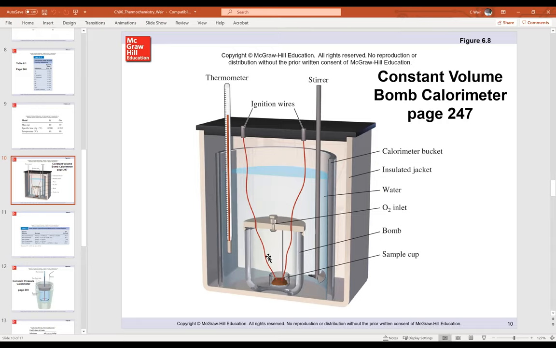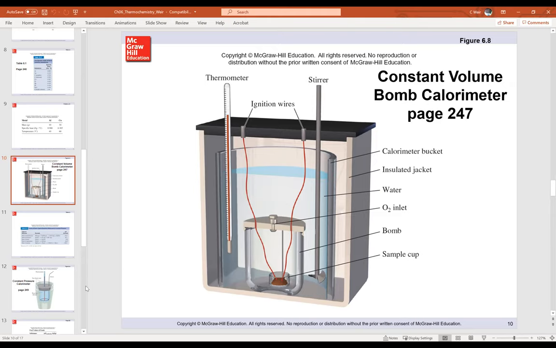So one type of device that we can use to quantify heat is a calorimeter. In calorimetry, we basically set stuff on fire and then we look to see how the heat generated by whatever's on fire is being given off, heating up a water sample.